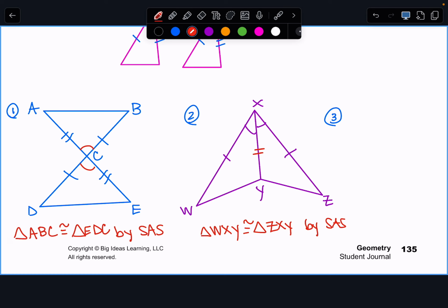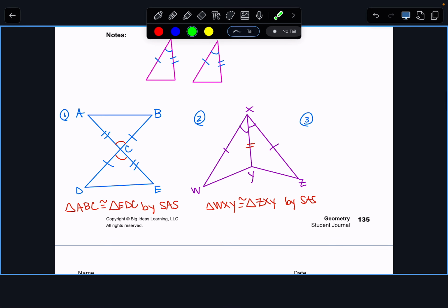So the reflexive property gives us the ability to say that these two sides are congruent. So now we have side, angle, side. Okay. One last picture here before we move on.